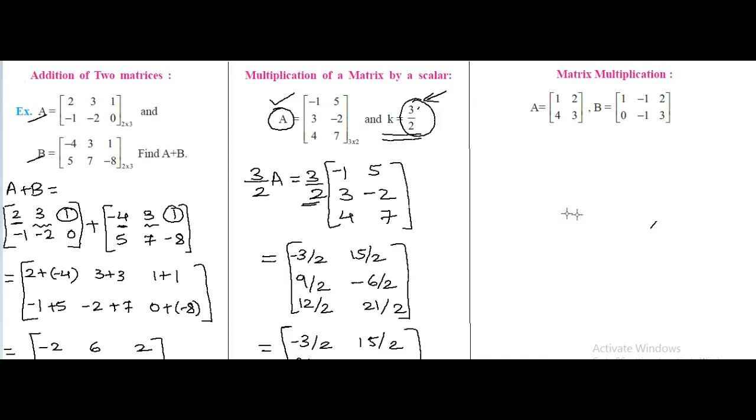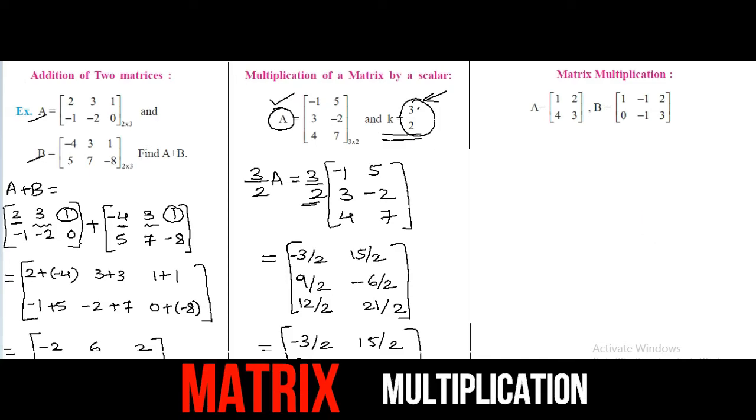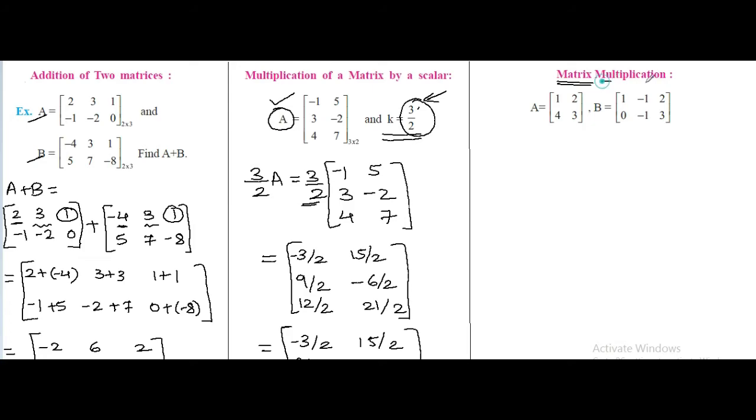Okay, now we will go to the next concept, that is matrix multiplication. Matrix multiplication is one of the most important concepts in matrices, which we will need in 12th standard as well. Whereas all these operations are used everywhere, this is the most used operation. So be careful while multiplying the matrices. Now here two matrices are given to us, matrix A and matrix B. What is the order of matrix A? Order of matrix A is 2 by 2. And what is the order of matrix B? That is 2 by 3.